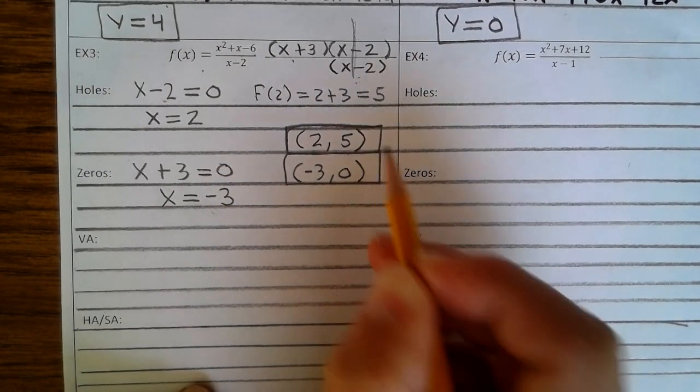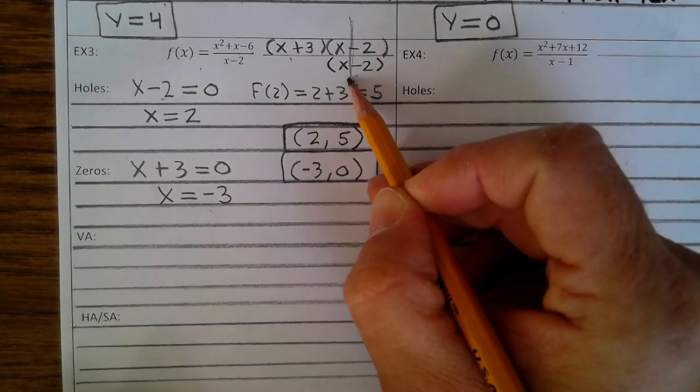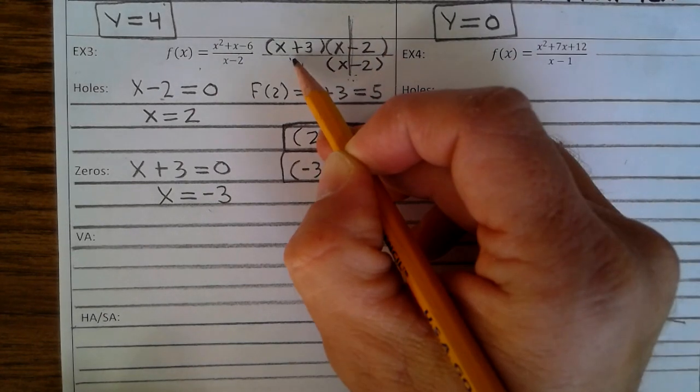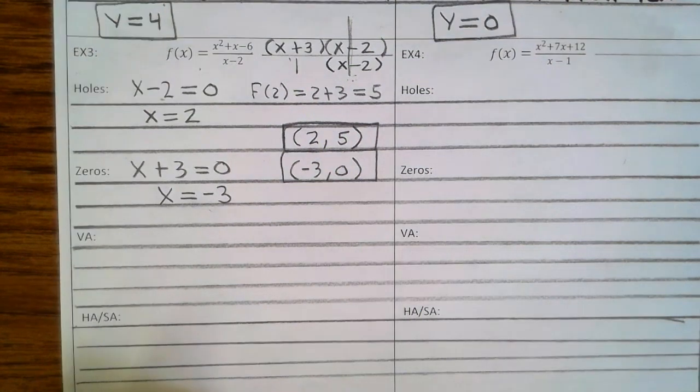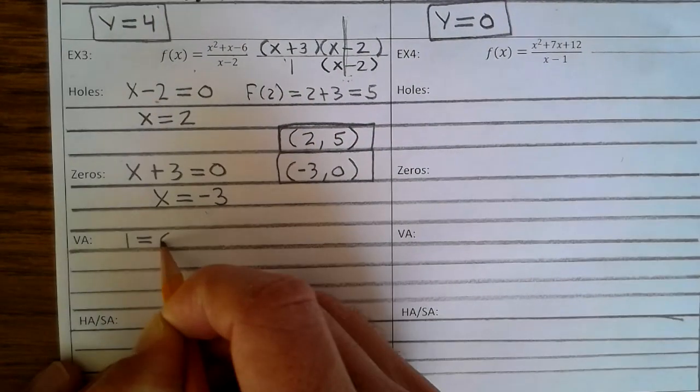Okay. Now, our vertical asymptote, we set the denominator equal to 0. Well, this divided and becomes 1, so the denominator is just 1. Okay, so you would set 1 equal to 0. Well, that's not true. So we would say that there are no vertical asymptotes.